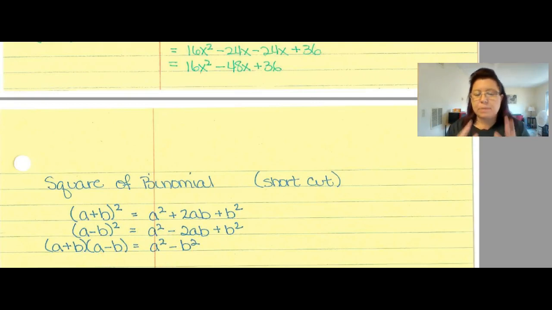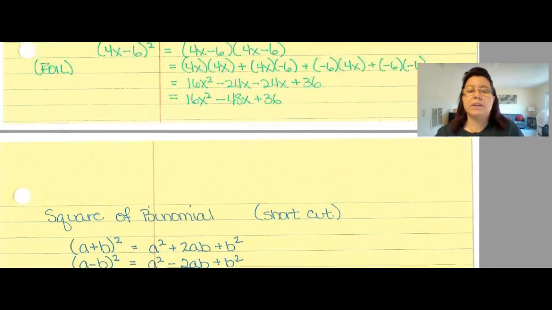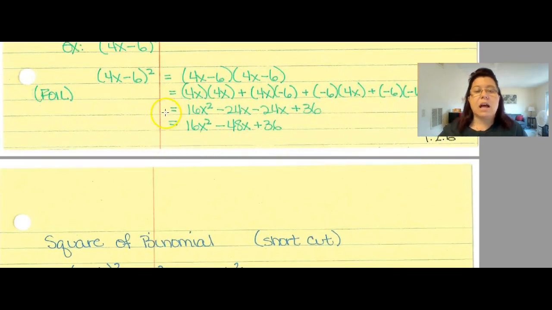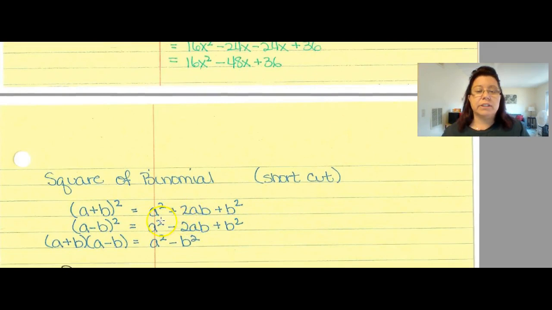Because we have this ability to know what the outcome is, let me jump up to the example that we did up here. Because I know that this is the square of a binomial, what I could have done is said 4x squared is 16x squared. Negative 6 squared is positive 36, and then 4x times negative 6 is 24x, times 2 is negative 48x. That's our shortcut. I didn't have to FOIL it. I could use this setup down here to jump to the answer. Now, if you don't remember our shortcut, FOILing will always work.